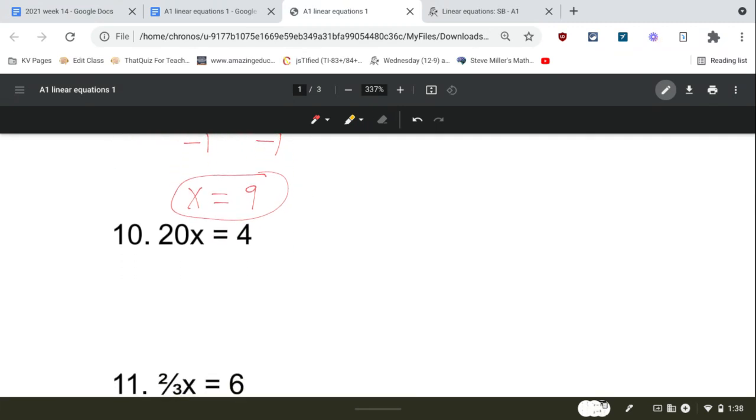Okay, on number 10, you would divide by 20. It's 20 times x is what the problem says. So we got to divide by 20 to cancel that out. 20 divided by 20 is 1. And so you get x is equal to 4 over 20. You can simplify that down to 2/10, which will simplify one more time to 1/5. All right, that'll be the simplified answer on that one.